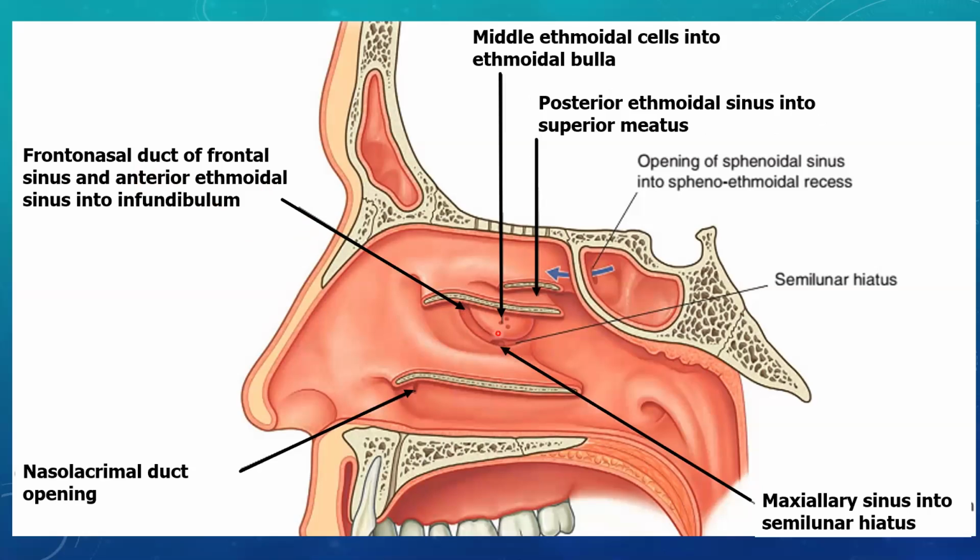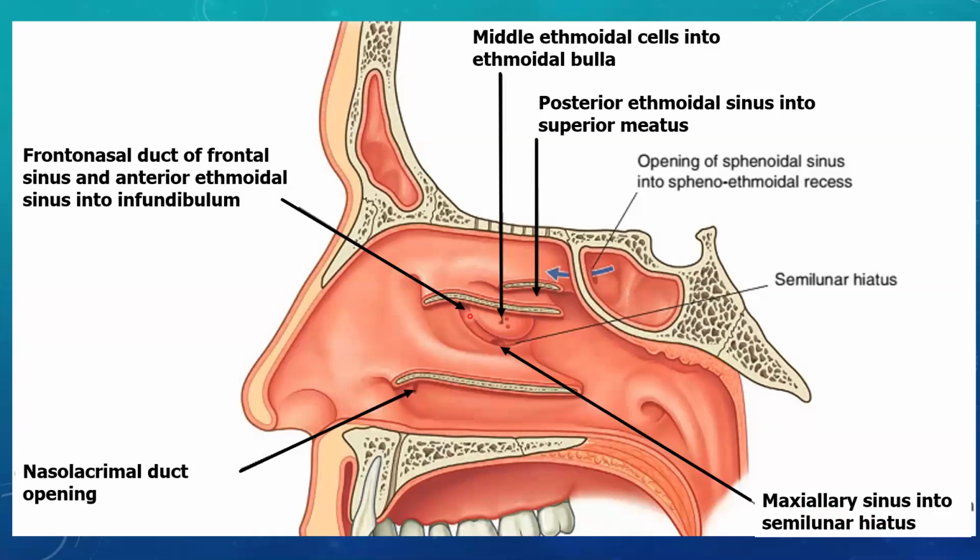Can you see this above? This is your ethmoidal bulla. In the ethmoidal bulla, the middle ethmoidal sinus opens. So in the middle meatus, four structures are opening. One is the frontal sinus and the anterior ethmoidal sinus in the infundibulum. In the ethmoidal bulla, the middle ethmoidal sinus. Then in the semilunar hiatus, the maxillary sinus. Spelling is wrong, sorry. Maxillary, there is no A. Maxillary sinus.